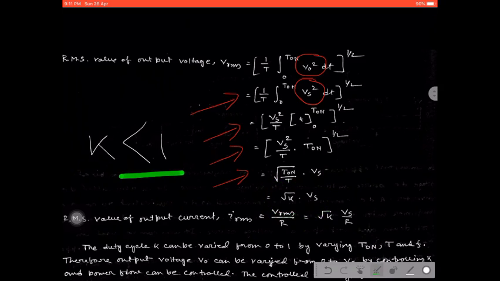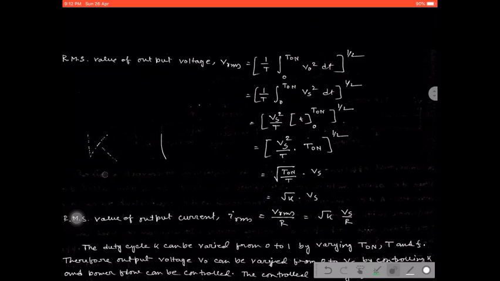As we have got the result root K Vs, in all the cases, if Vs is multiplied by any term which is less than 1, that means it will give you a lower output voltage with respect to Vs. So we can conclude that the output voltage V0 must be less than the input voltage. That is why this is called a step down chopper. Understand? So this is called step down chopper.